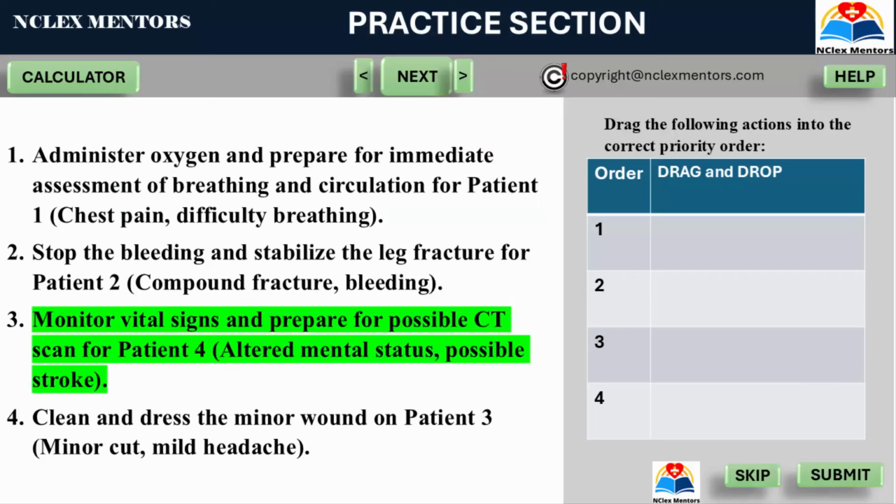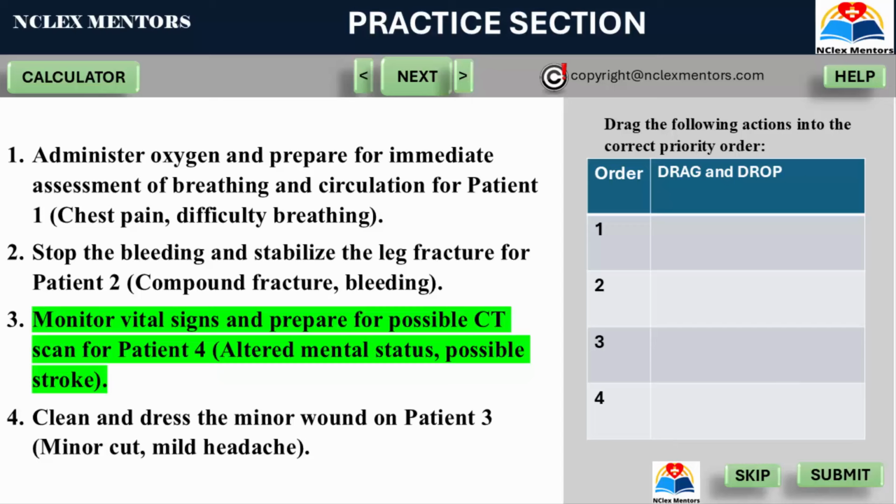Second priority, patient 4. Monitor vital signs and prepare for possible CT scan for patient 4. Altered mental status, possible stroke. This is the second priority. Patient 4 is showing signs of a stroke, a neurological emergency.